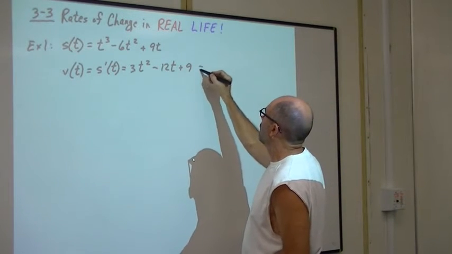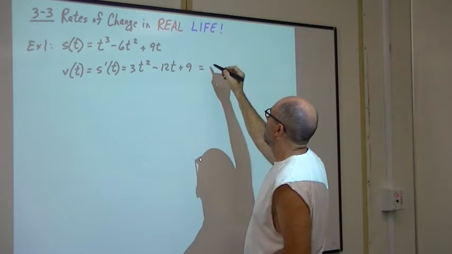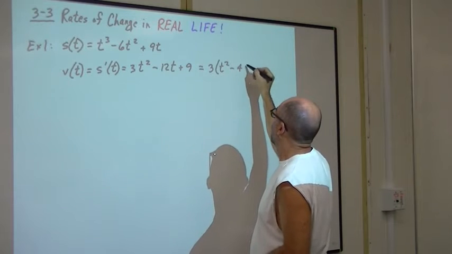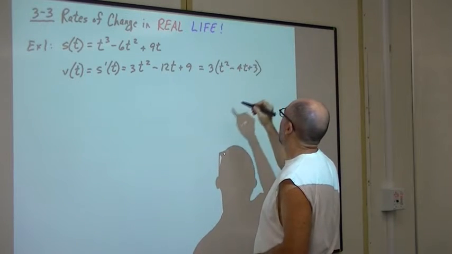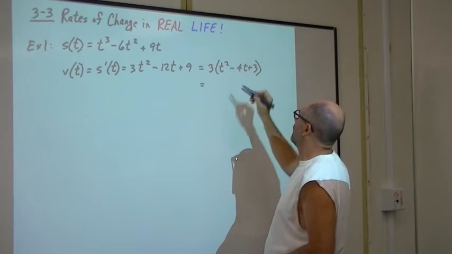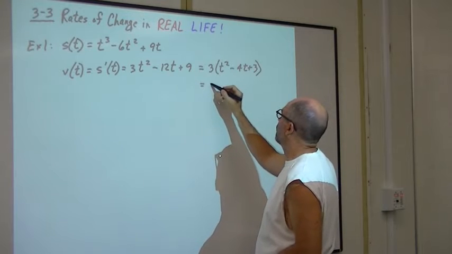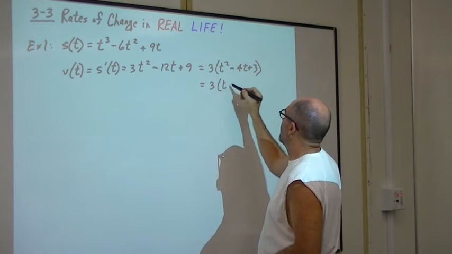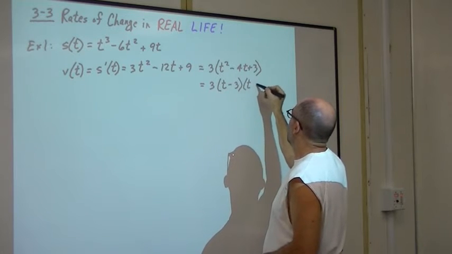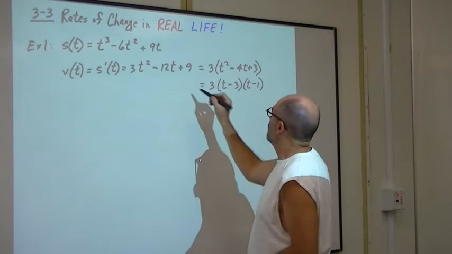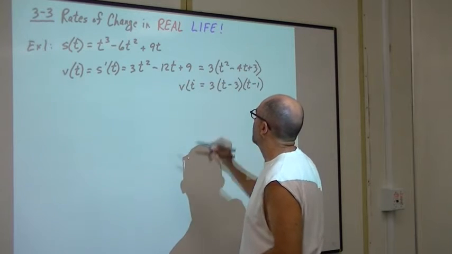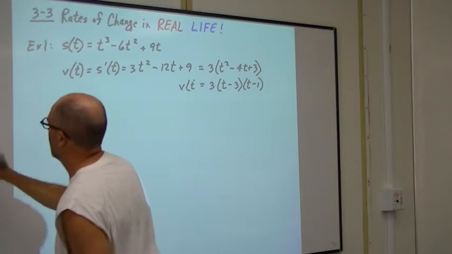Now, I could simplify this a little bit, like factor out a 3. And then if I wanted to, I could even factor this. What multiplies to get 3, that adds to get -4? That would be a -3, -1. So 3 times the quantity t minus 3, t minus 1. All right, so this is velocity as a function of time.